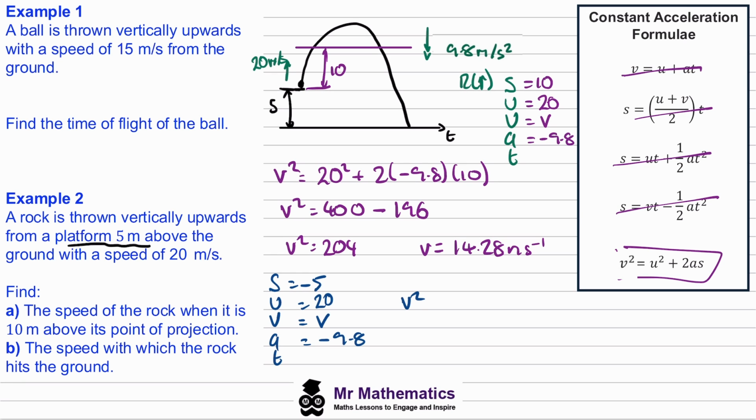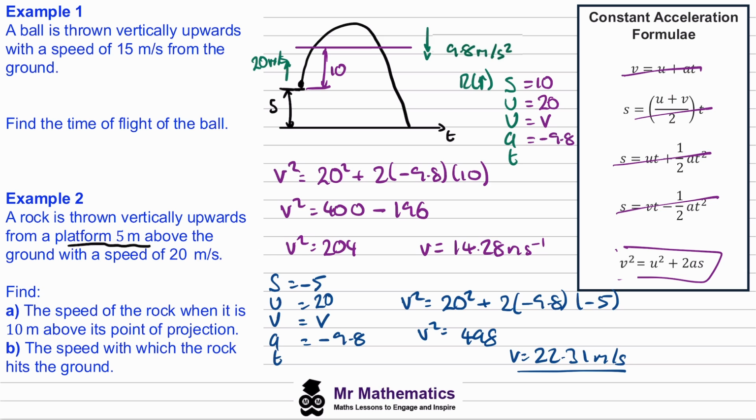We'll have v squared will equal 20 squared plus 2 lots of -9.8 multiplied by the displacement -5. So we get v squared will equal 498. So v works out as 22.31 meters per second.